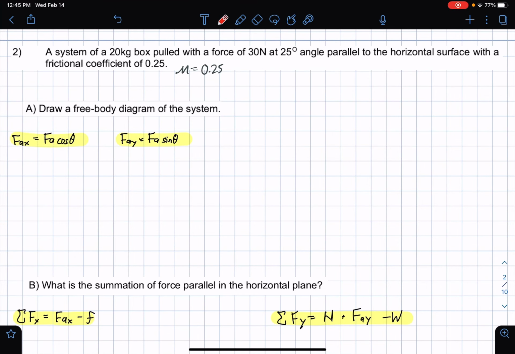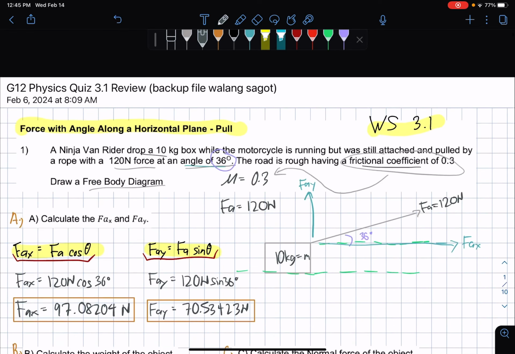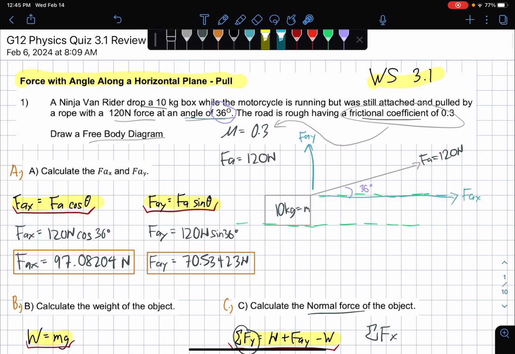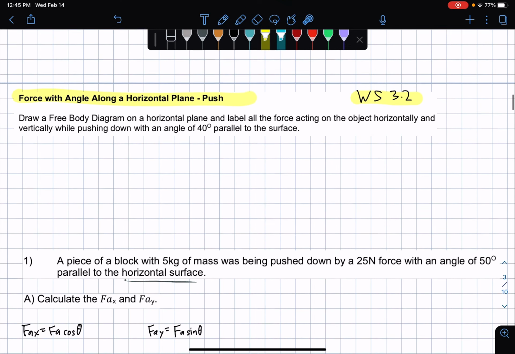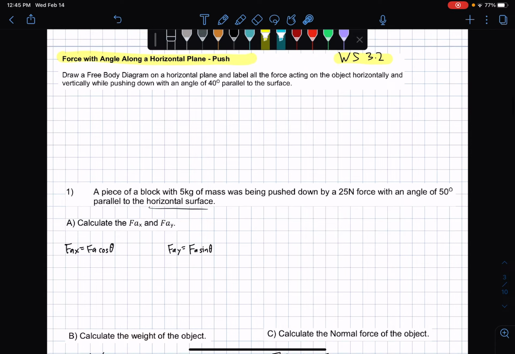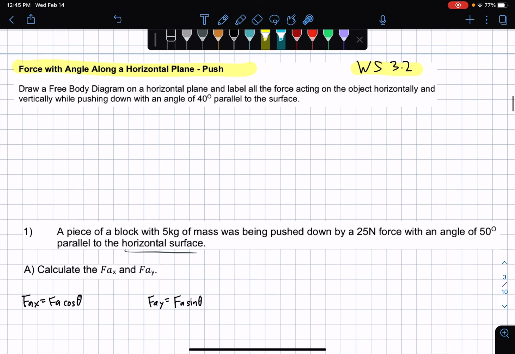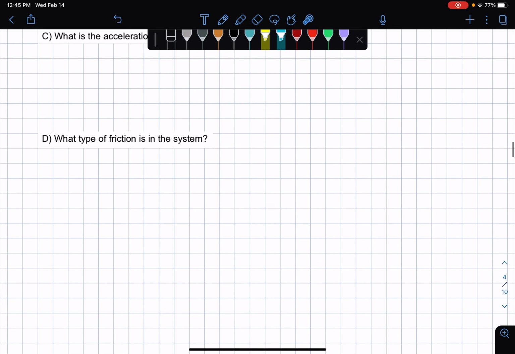Okay, so to continue what was started from the previous video, this lesson is all about force with angle along a horizontal plane. So this is pull. We're still in the concept of pull. Then we'll move on to push in the next one. Maybe I'll just make a part 2 for pull, but for push, I don't know yet.